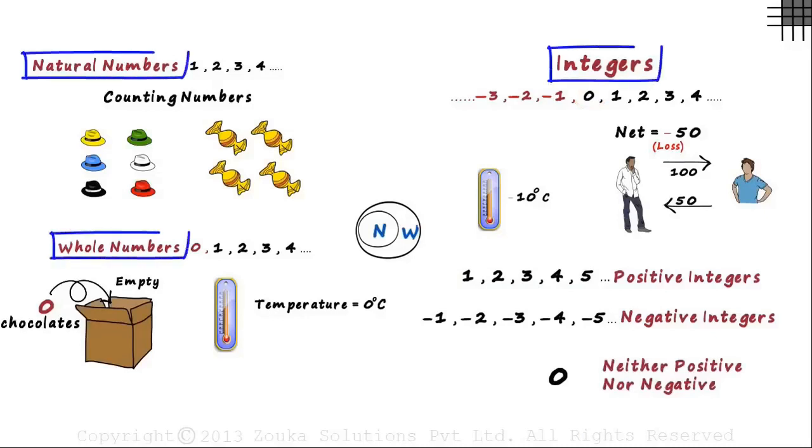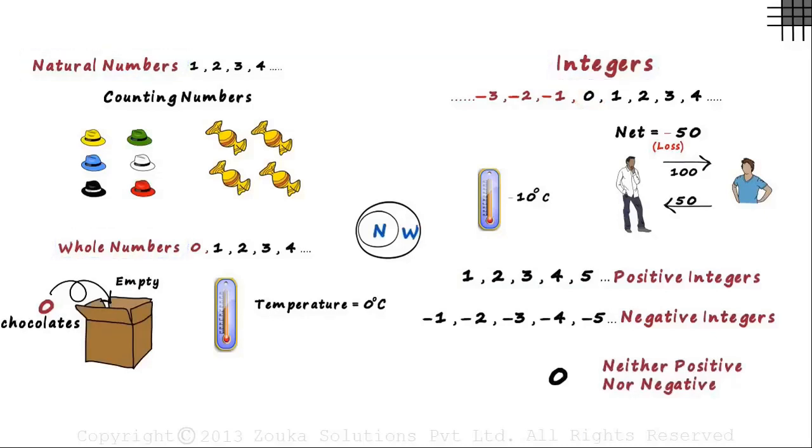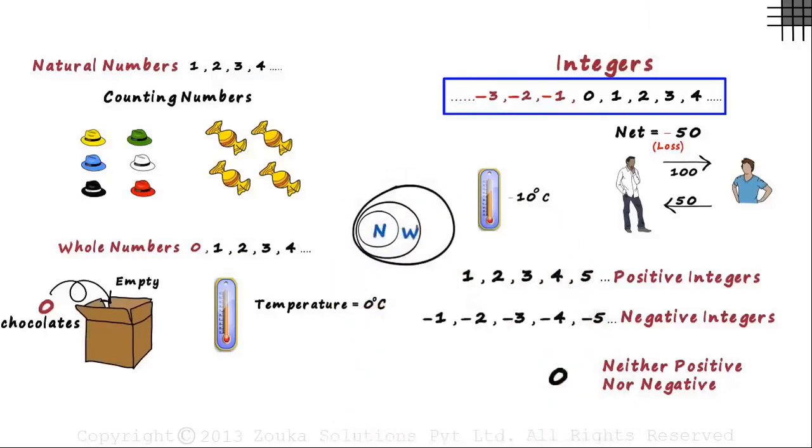Now look at all three of them together. It tells us that all natural numbers and whole numbers are integers. The set of integers would look something like this, and the set of integers is represented by the letter Z. Now we know what integers are and why they are used.